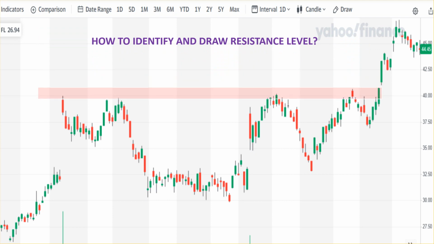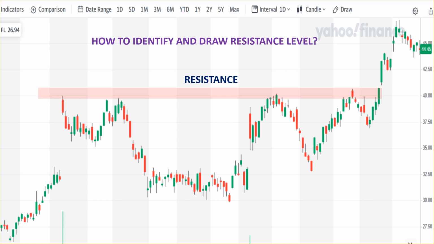These lines visually represent the area of resistance. It is important to note that resistance levels are not exact lines, but rather zones or areas. Therefore, the line we draw should encompass as many significant swing highs as possible to capture the broader resistance zone accurately.